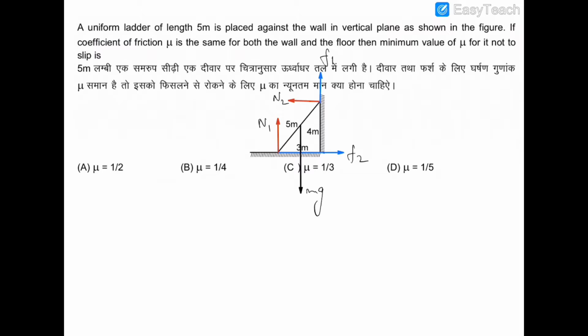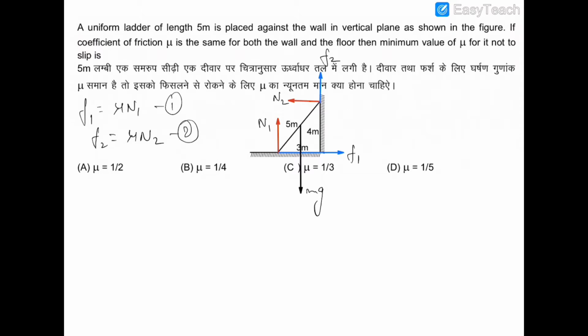Okay, so now the value of friction F1 would be mu into N. In fact, let us name this as F2 and this as F1. So F1 would be equal to mu into N1 and F2 would be equal to mu into N2. So this is first equation, this is second equation.